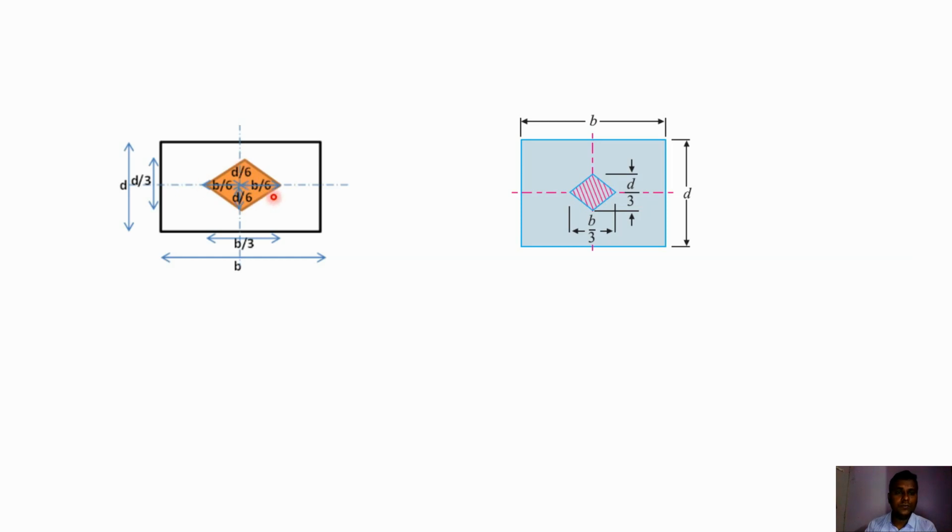So when we join all these 4 points, we get one rhombus, and in this shaded region of the cross section, the total diagonal distance will be b by 3 here, and d by 3 here. So in a simplified way, this is the region which we say is the core of section for this rectangular section. So if we apply any load within this region, whatever stresses are developed throughout the cross section of this column will be wholly compressive.